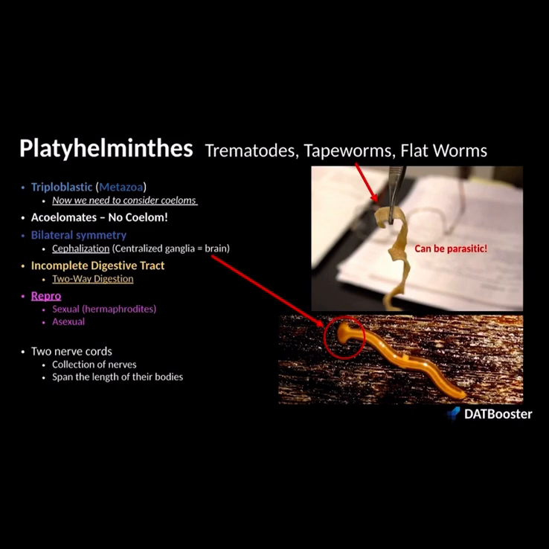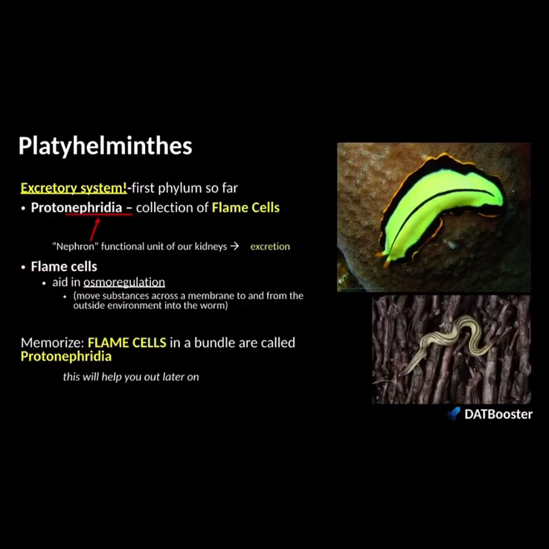Another thing that you should know about Platyhelminthes is their nerve cords. They have two of them, and they span the length of their entire bodies. Now, these nerve cords are essentially just collections of nervous tissue. Another thing about Platyhelminthes that's unique is their excretory system. This is the first phylum so far that we've looked at that has a dedicated system for excretion.